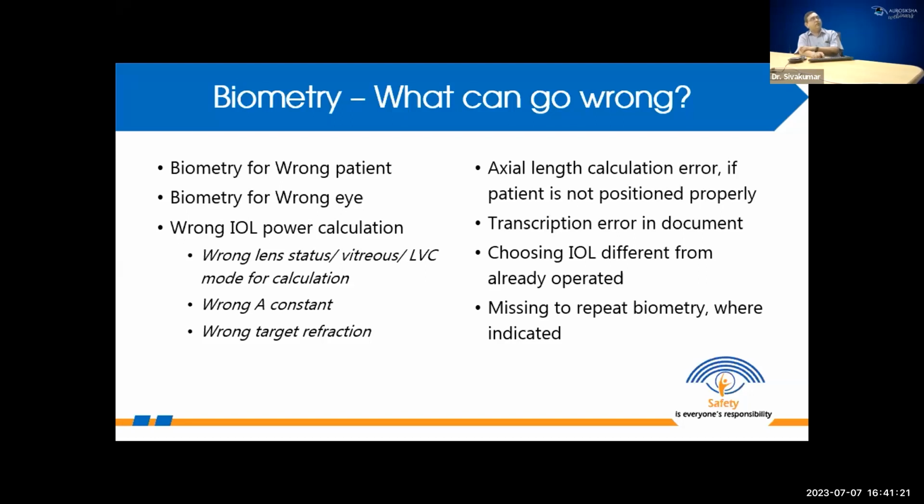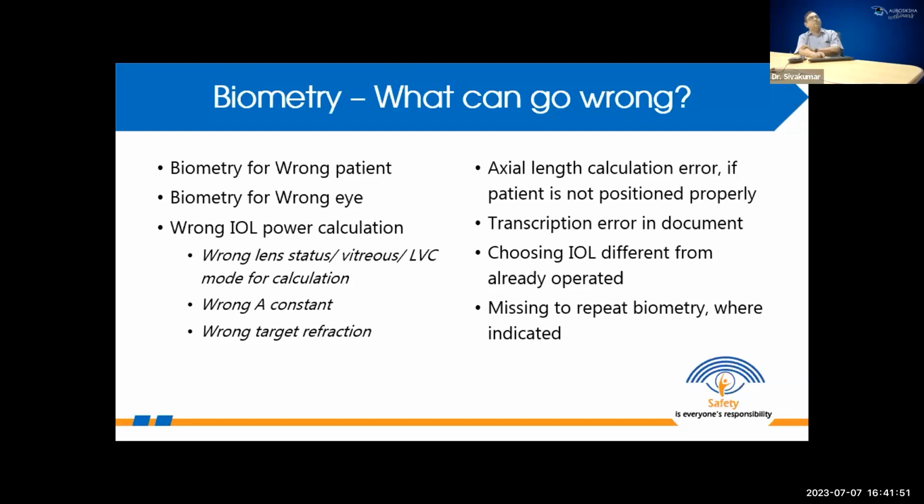Wrong IOL power calculations can also happen by choosing a wrong lens status, like not choosing the phakic or the pseudophakic modes, about the vitreous, like with silicone oil, or with laser vision correction being selected for calculating the IOL power. Also, wrong A constant can get chosen, it may not be for that particular IOL. There can be wrong target refraction, which may get selected. There can be axial length calculation errors if the patient is not positioned properly or the patient is not fixating properly, and we saw that in the first talk.